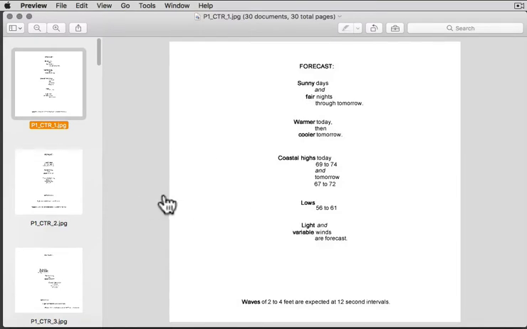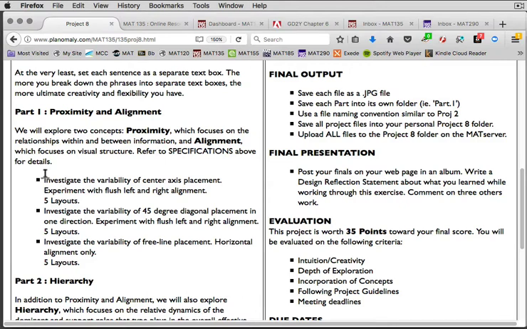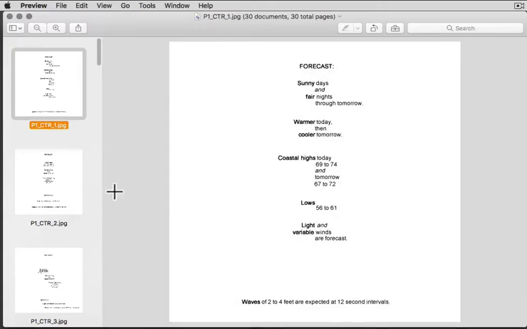So, okay, let's take a look quickly at specs. The first bullet point is investigate the variability of center axis placement. Experiment with flush left and flush right, and make five layouts. Now, 5 layouts would be the minimum. That would get you an average score. I'd like to see more like 10. And honestly, it would not be hard to do that. So let's take a look at what that means.